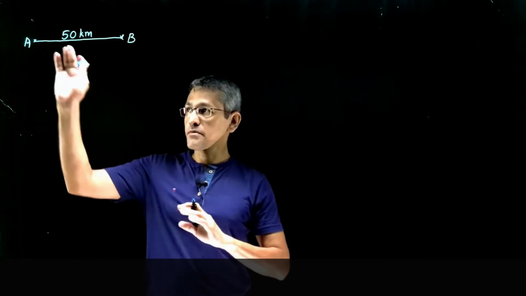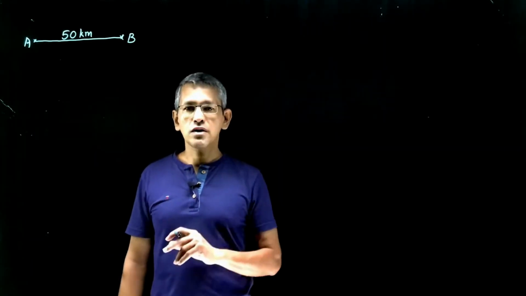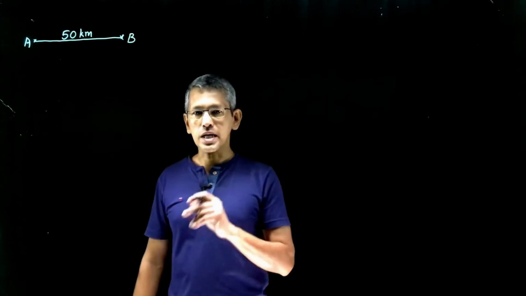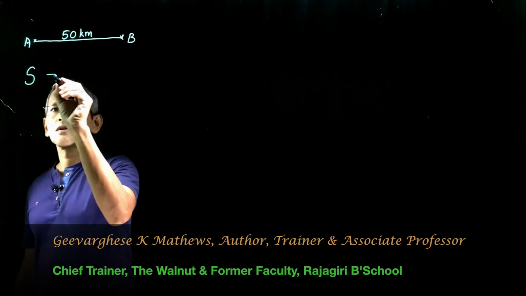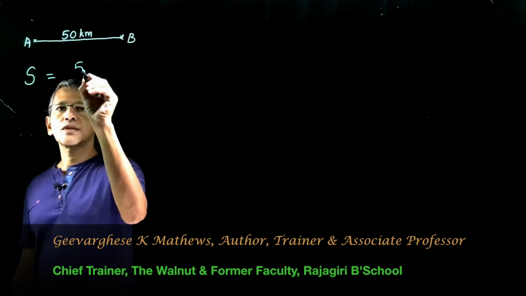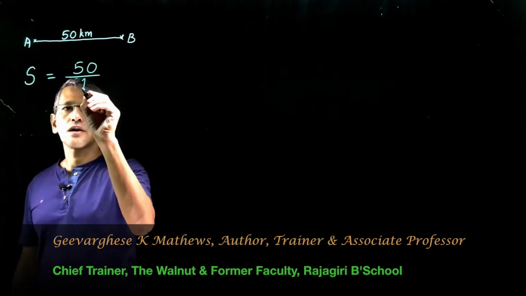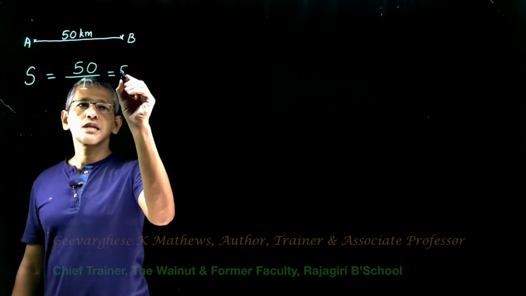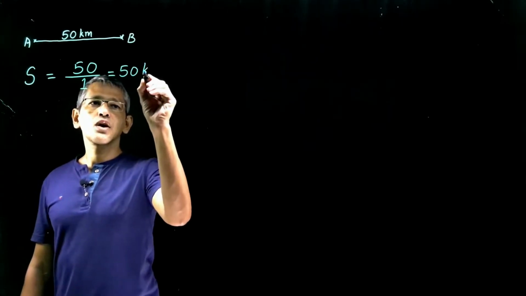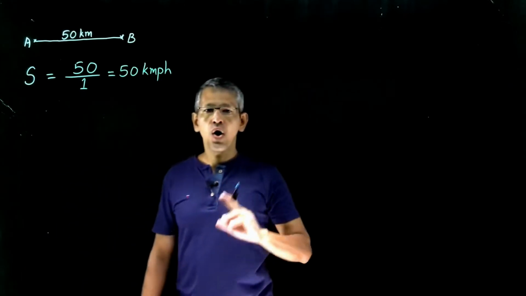So I drove from A to B, distance is 50 kilometers, I took 1 hour to complete the journey. So speed is equal to distance, that is 50 kilometers, divided by time in hour, 1 hour. So 50 by 1, that is what my speed is, 50 kilometers per hour, kmph.